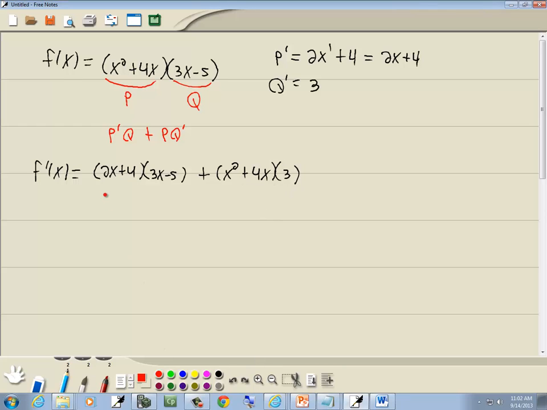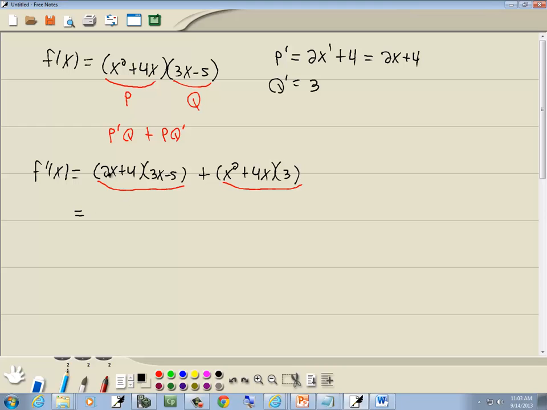Now, this is considered one group, and this is considered one group. As I look at these, I see that this has a 2x plus 4. I could factor a 2 out, the GCF. This one I could factor an x out, and that'd leave me x plus 4. But even if I did that, I would find that they have nothing in common, these two groups. So what we're going to do is we'll just get rid of parentheses, and then we'll combine together like terms and see what happens.